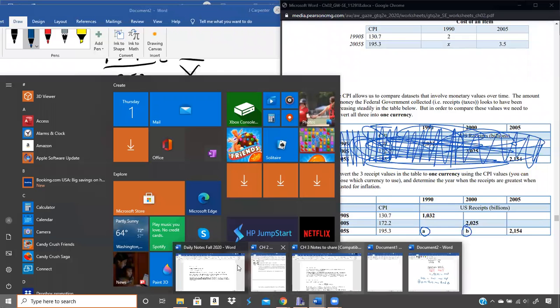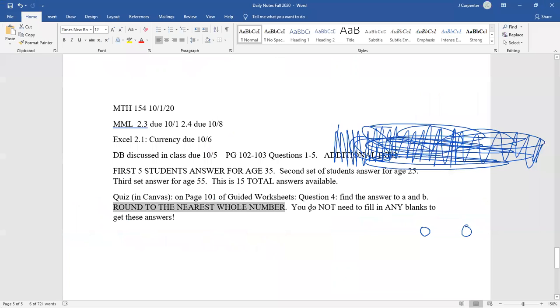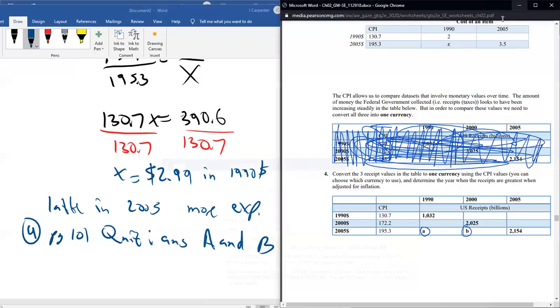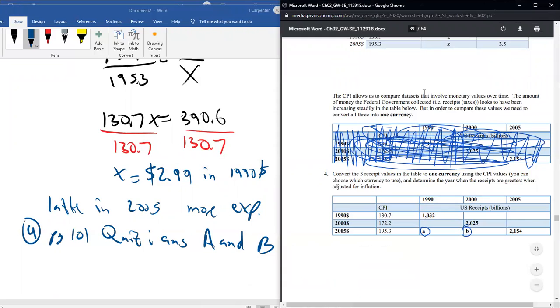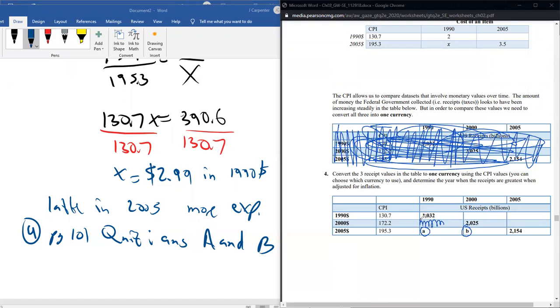I also said you do not need to fill in any blanks to actually get this done. You do not need to get the answer here, or here, and you definitely don't need to get the answer here.